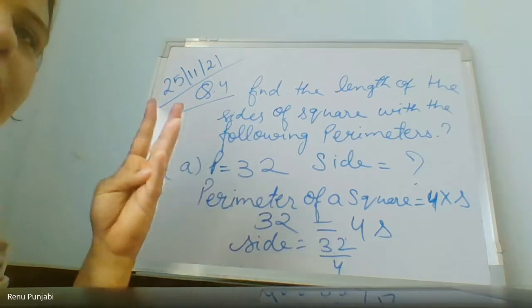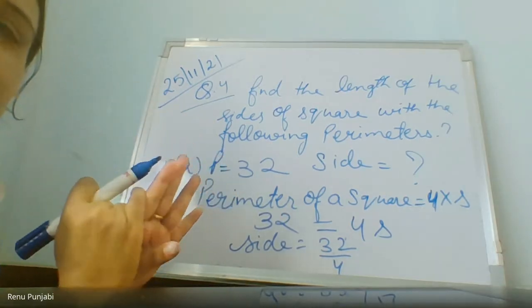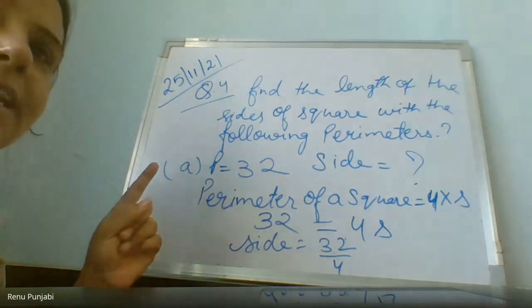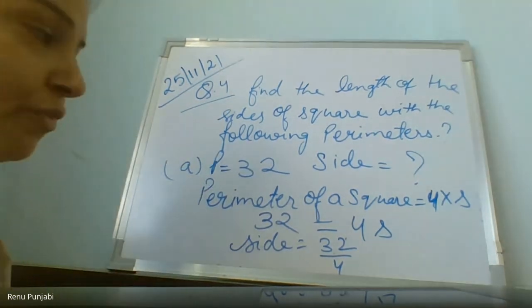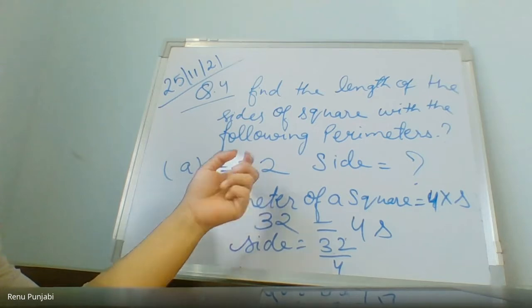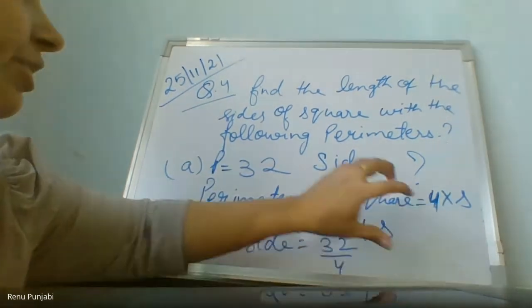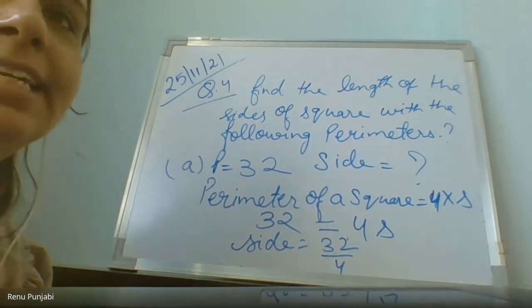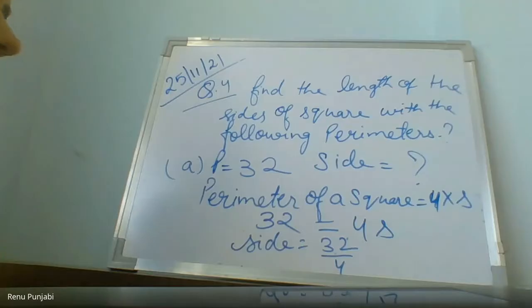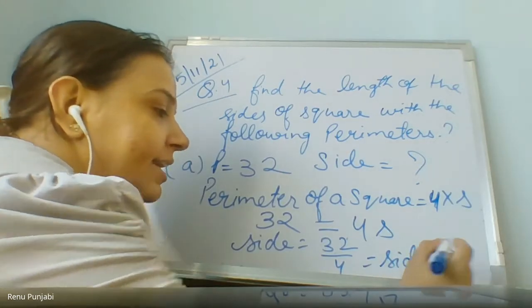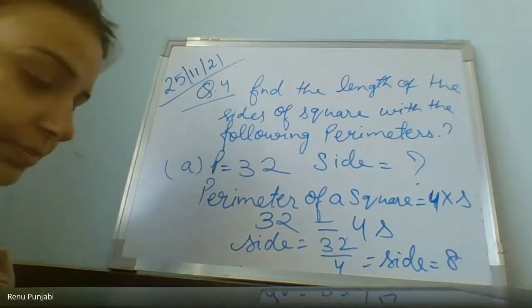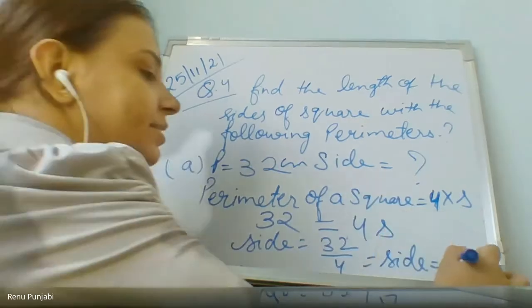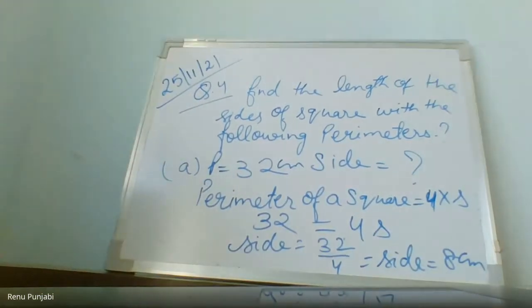4 eights are 32. The side length has been added 4 times, and that is how 32 came. So you have to divide the perimeter by 4 always, and you will get each side. Ma'am, the answer, side is equals to 8. 8 what? Ma'am, 8 centimeter. Please write this.